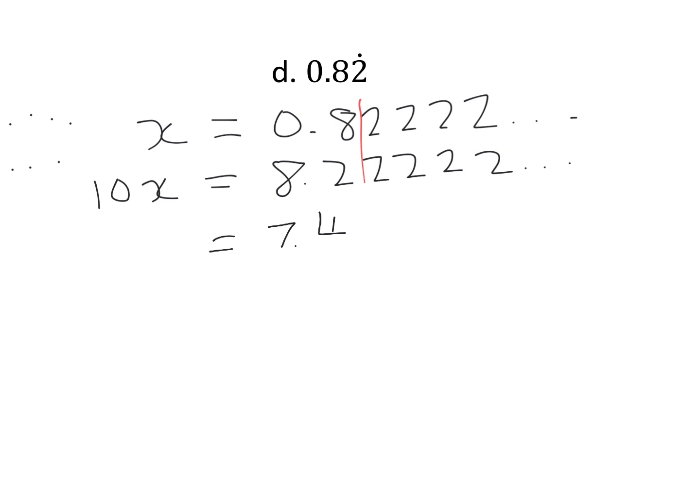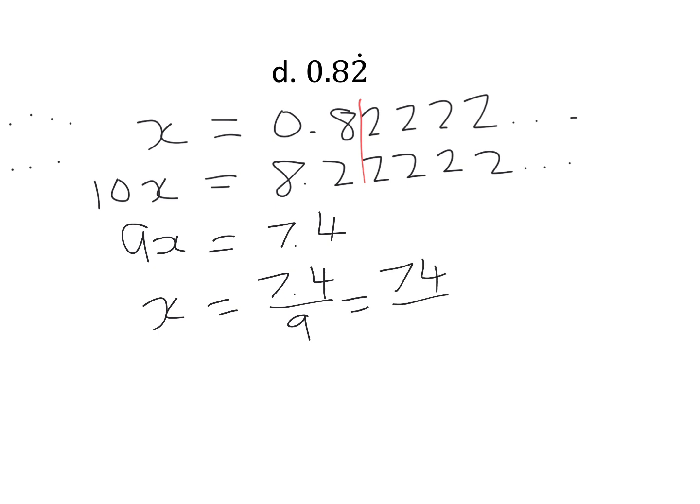On the left hand side, 10x take away x is 9x. So this time we've got x is 7.4 over 9. Don't like the decimal in there, so we just times it up by 10. 74 over 90. That can be simplified. 2 is a factor, so that would be 37 over 45. 37's prime, so we're done there.